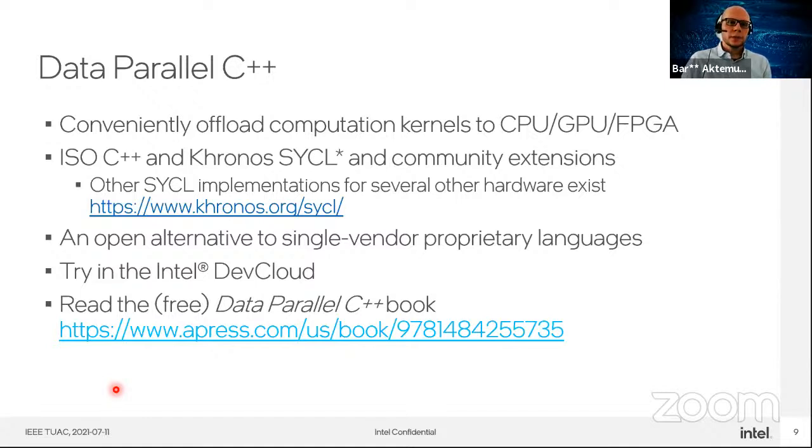Data Parallel C++ is actually standard C++ plus the SYCL standard. The SYCL standard is an open API specification from the Khronos Group, and DPC++ adds some community extensions on top of that. And the code actually is standard C++. That means I could actually run the code using a compiler that does not even know what DPC++ is.